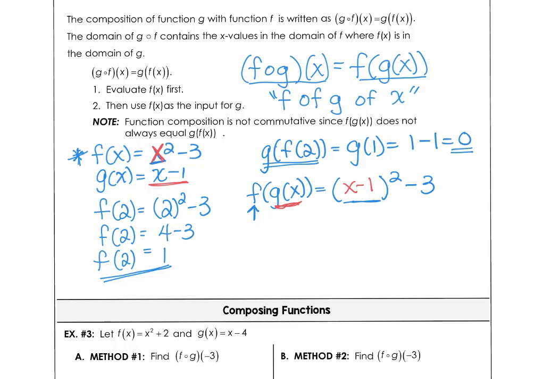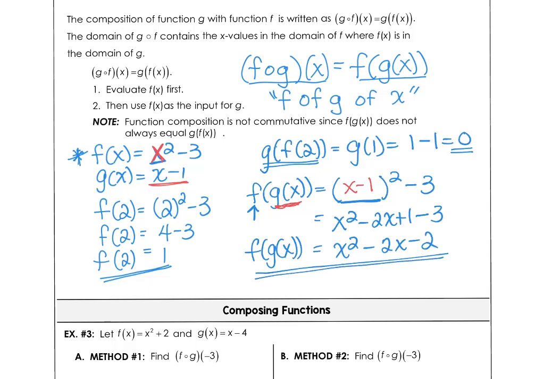Now if I want to expand that, the f of g of x is going to be x squared minus 2x plus 1, so I've distributed this binomial, and minus 3, and combining that together we have x squared minus 2x minus 2 for the f of g of x. So whichever way you compose it, you can simplify and combine terms using that composition rule.